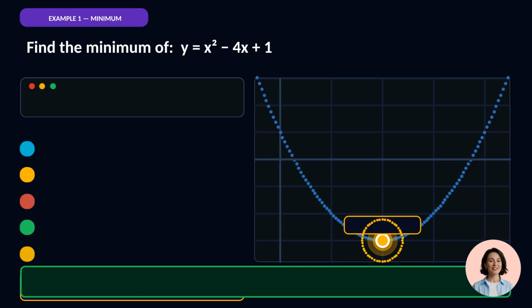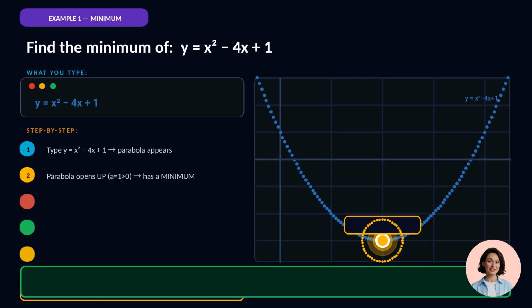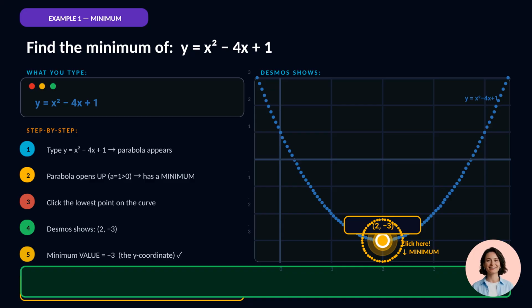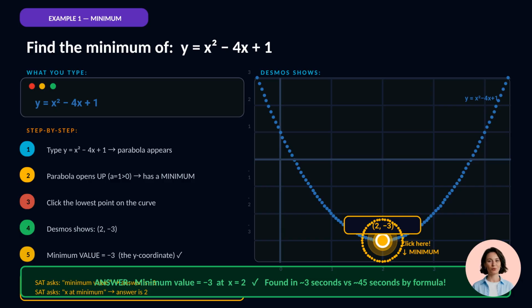Example 1, find the minimum of y equals x squared minus 4x plus 1. Type it in. Because a is positive, the parabola opens up, so we want the lowest point. Click it. Desmos shows 2, negative 3. The minimum value is negative 3. That's the y coordinate. If the SAT asks for the x at the minimum, the answer is 2. 3 seconds versus 45.